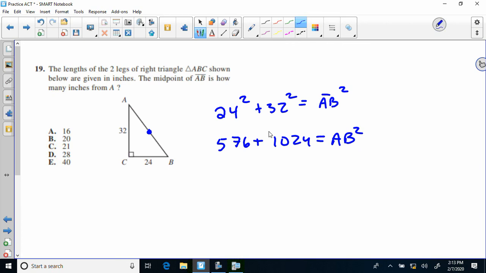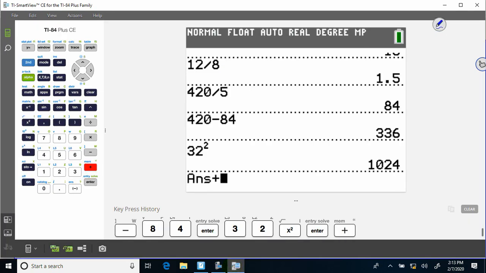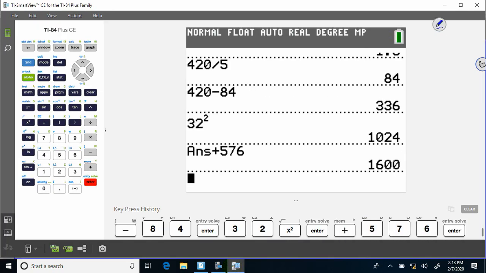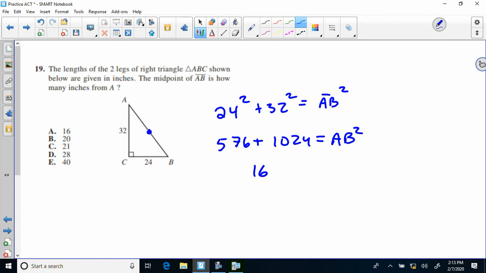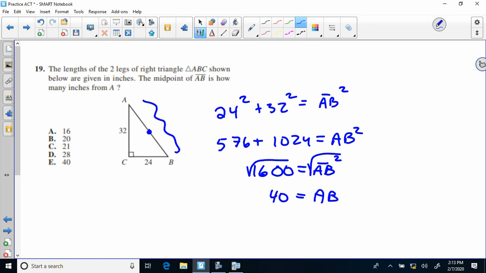So if I add that to 576, I get 1600. And 1600 equals AB squared. So square root both sides, and I'm going to get AB is 40. So I know the whole length of this is 40.